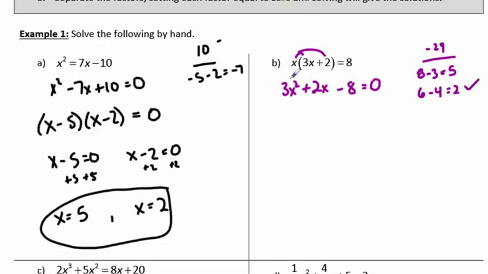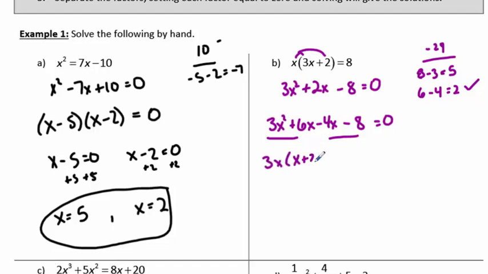Now, since there is a coefficient 3 in front of the x squared, I'm not ready to jump right into factoring like I did when the x squared was by itself. Instead, we're going to separate this and use grouping. So 3x squared, separate your 2x into plus 6x minus 4x, then bring down the minus 8, and factor by grouping, first 2 and second 2. The first two have a 3 and an x in common. If you pull that out, you're left with x plus 2.